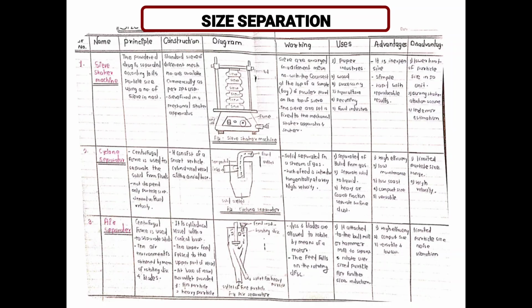So sieve shaker is a machine where powdered drug is separated according to its particle size using sieve numbers. The sieves are arranged from coarse to fine. Look at the diagram. The upper sieve is coarse, meaning it has a large size, and the last one below has a smaller sieve size. Coarse to fine, we arrange the sieves and then the particles are put in and separated out. That is the sieve shaker machine.